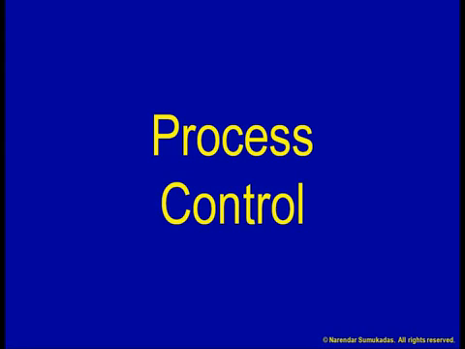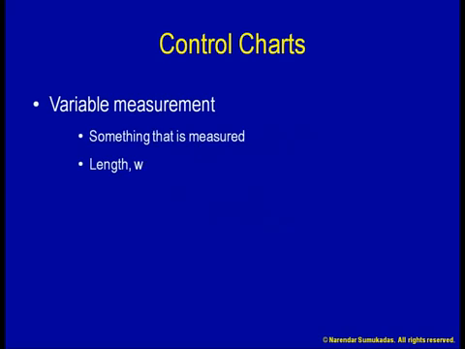Besides the X-bar and R charts we saw earlier, depending on the type of data we have, we might need to plot a slightly different kind of control chart. The X-bar and R charts are applicable for process measurements that are called variable measurements. You can think about variable measurements as things that are measured, such as length, weight, temperature, miles per gallon, etc.